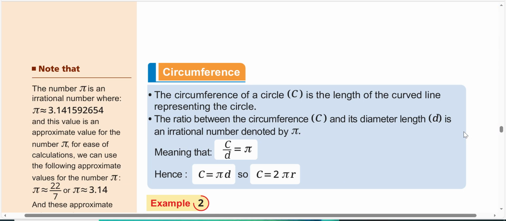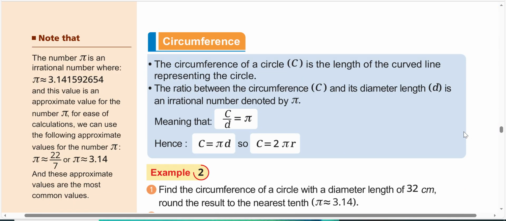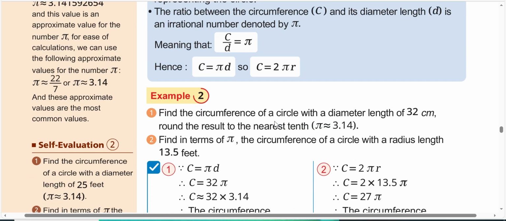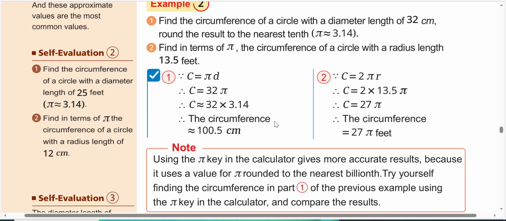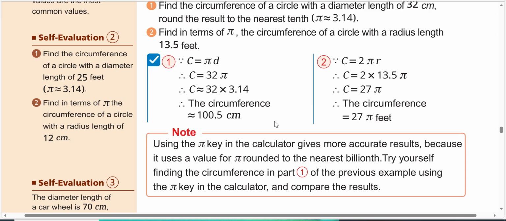We can explain the circumference of a circle equals 2 pi r, or pi times the diameter. The ratio between circumference and diameter equals pi. Pi equals 3.14. Self-evaluation number 2 is example number 2. We can find the circumference of a circle by writing pi times d, or 2 pi times r.